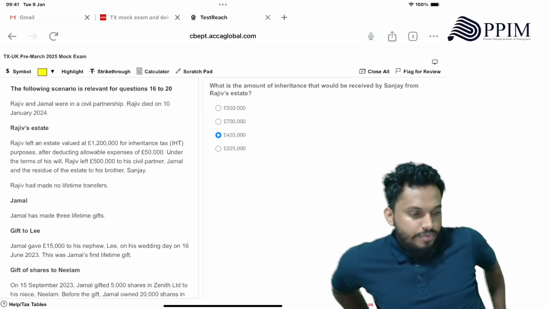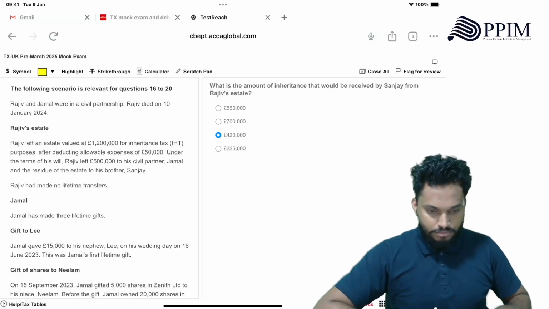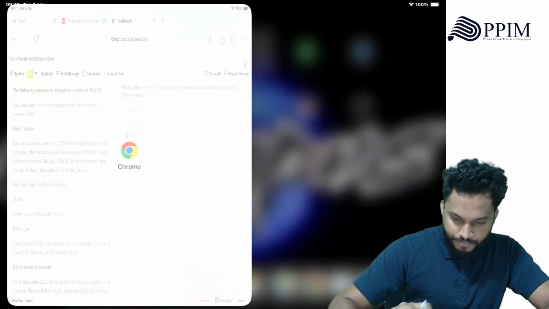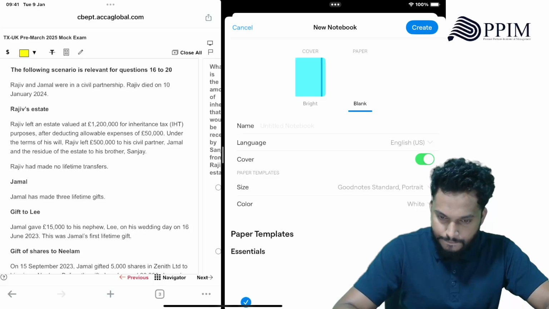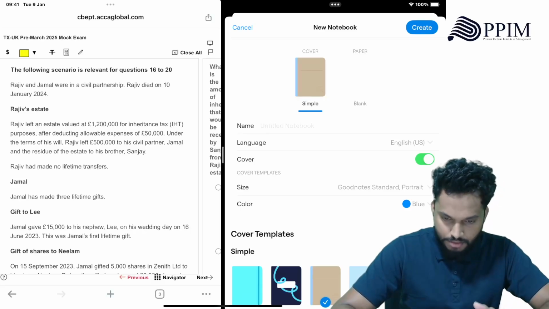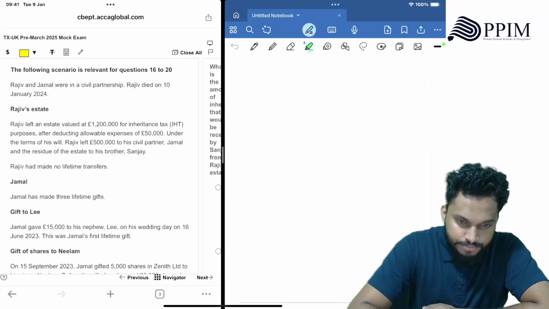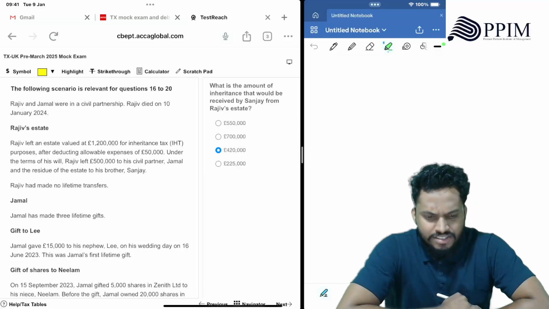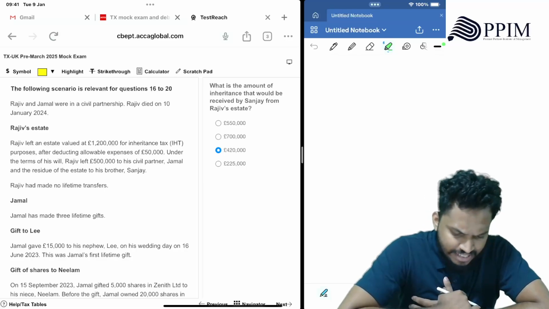Right. How many of you have tried this question? Noah. Right. Let me share the screen in a split view. Right. So in this question, okay, let's read it together. Now see, questions 16 to 20, they are talking about an inheritance tax question.